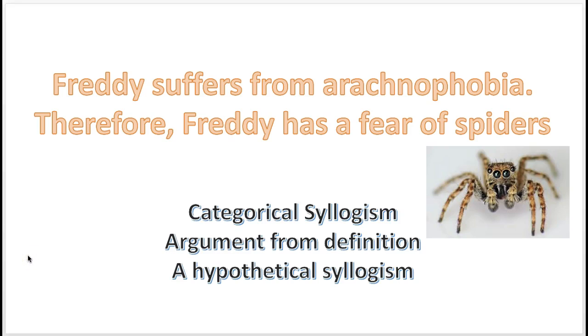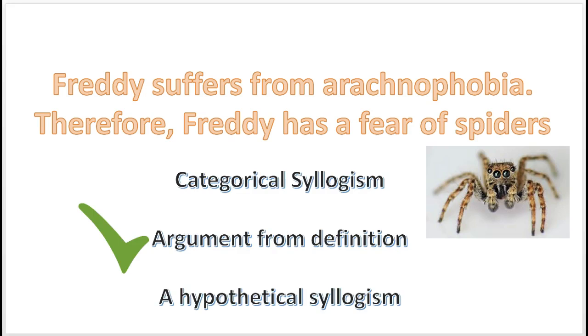What kind of deductive argument is this? Freddie suffers from arachnophobia. Therefore, Freddie has a fear of spiders. What kind of argument is this? The answer is, you're right, an argument from definition. The conclusion follows from the definition of arachnophobia.